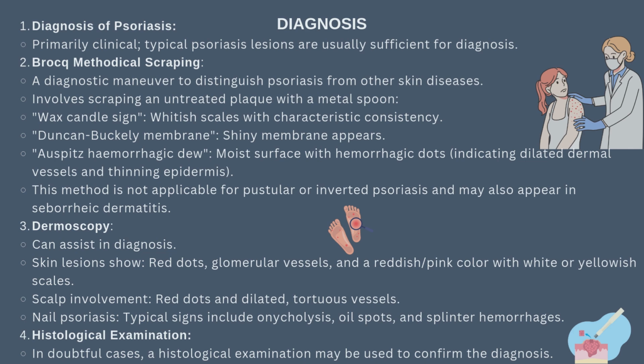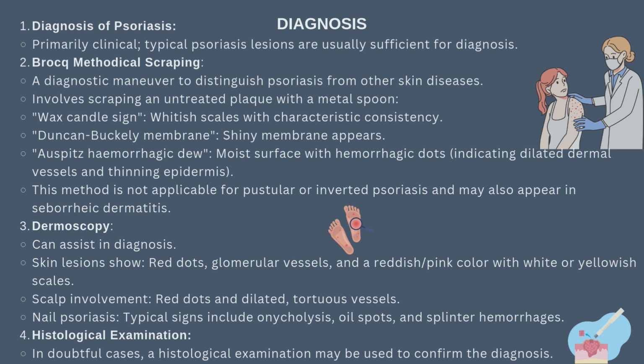Wax candle sign, whitish scales with characteristic consistency. Duncan-Buckley membrane, shiny membrane appears. Auspitz sign, hemorrhagic dew, moist surface with hemorrhagic dots, indicating dilated dermal vessels and thinning epidermis. This method is not applicable for pustular or inverted psoriasis and may also appear in seborrheic dermatitis.